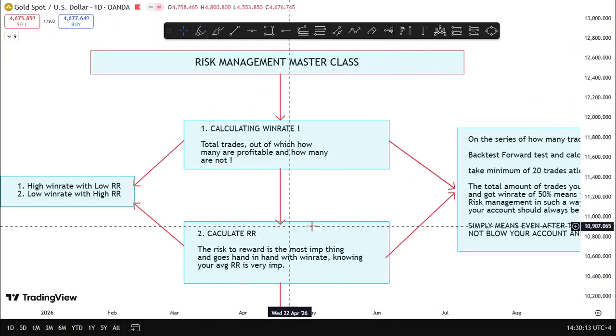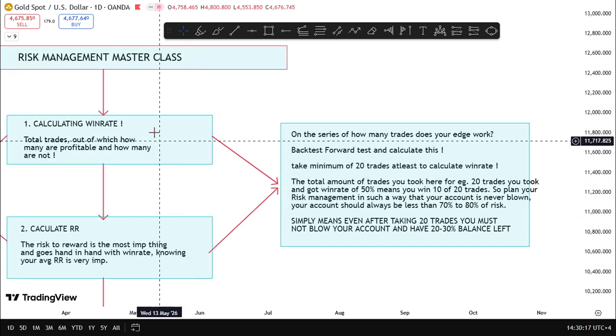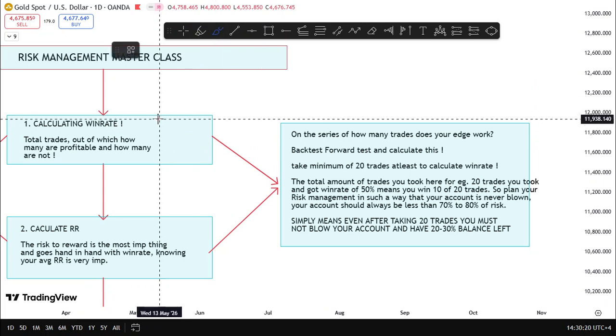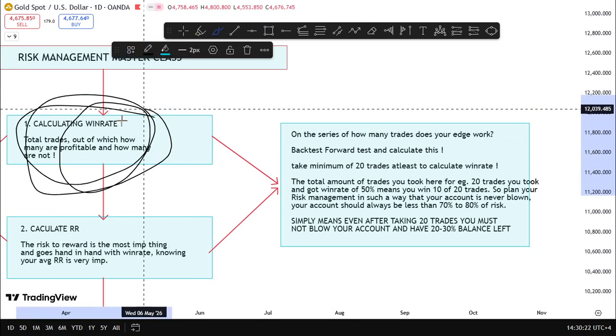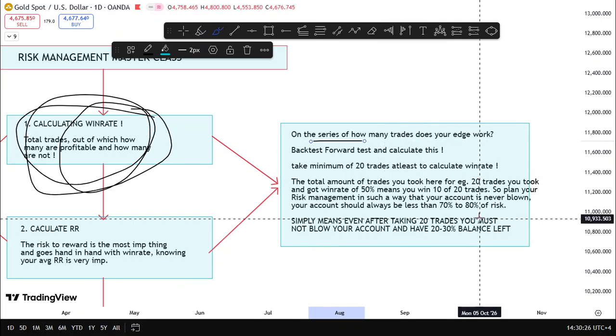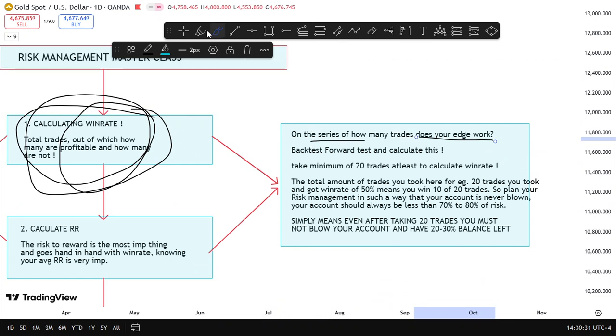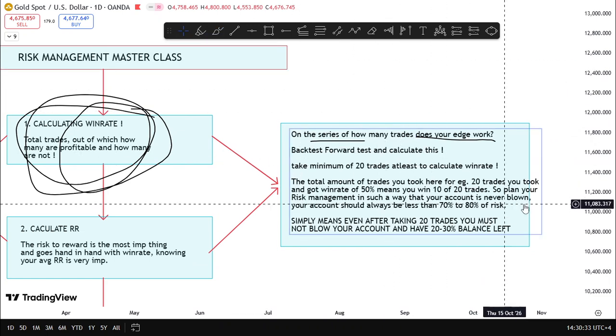Now these things don't happen randomly. See, I have written over here, calculating win rate is very important. It is not random. It is on a series of trades, on how many trades your edge works. This is something that you have to find out. No one is going to come and tell you all this.